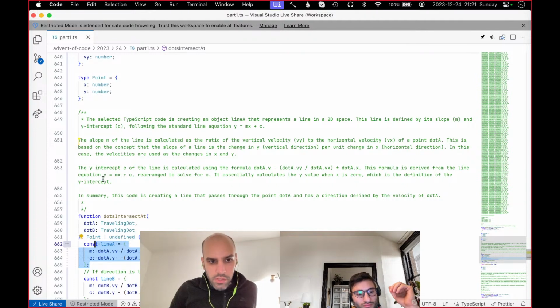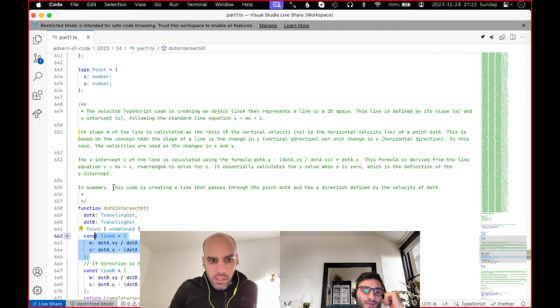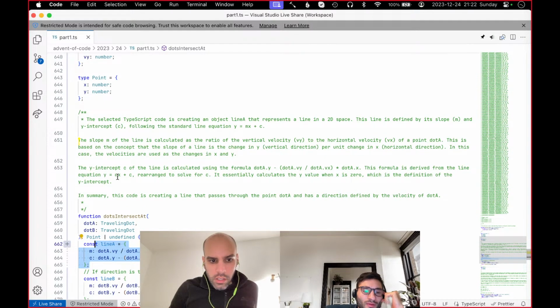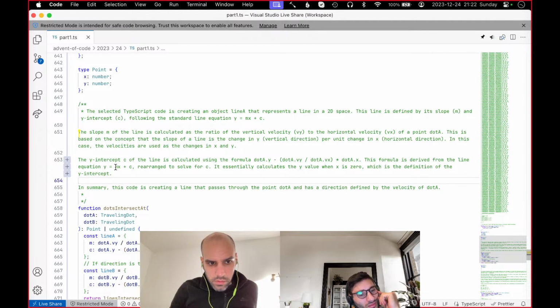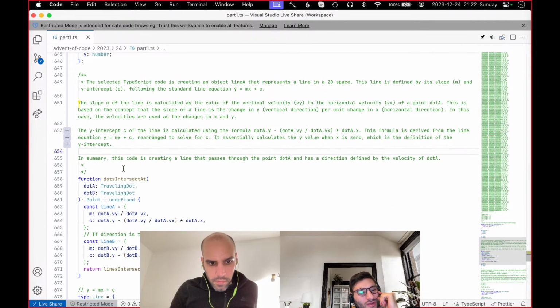So it's just doing y divided by mx. It essentially calculates the y value when x is 0, which is the definition of the y-intercept. That makes sense. So yeah, wait, isn't it when x is 0? Yeah, when x is 0, m goes away, so y equals c. So yeah, okay, y equals c, but where is this coming from?